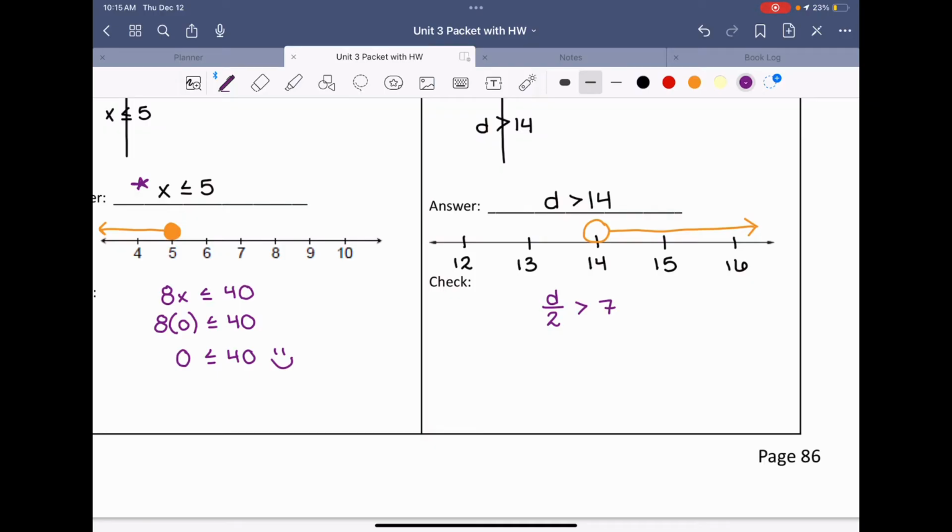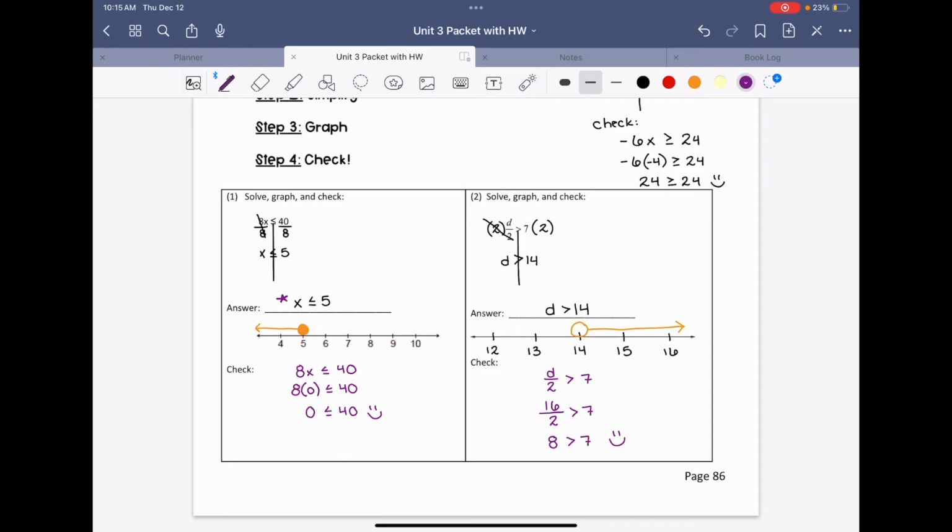So let's plug in something that's not going to give me a decimal. So let's plug in 16. 16 divided by 2 is 8, and 8 is greater than 7, so this works. All right, next page.